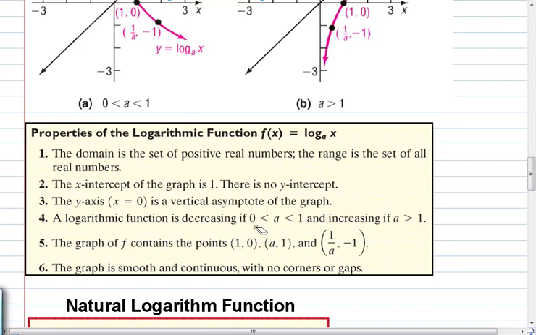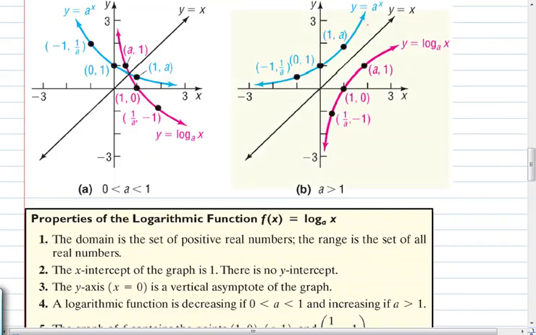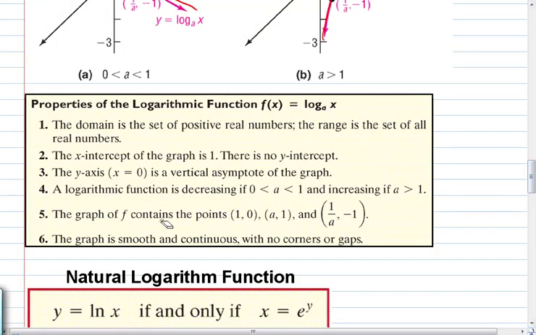A logarithmic function is still going to be decreasing if the base is a proper fraction, and it's going to be increasing if the base is bigger than 1. Increasing, increasing. Decreasing, decreasing. And the graph contains the points (1, 0), (a, 1), and (1/a, -1). These are the similar points that we had on the exponential functions.